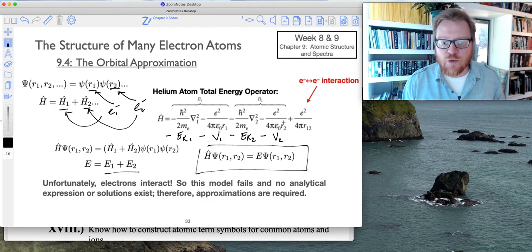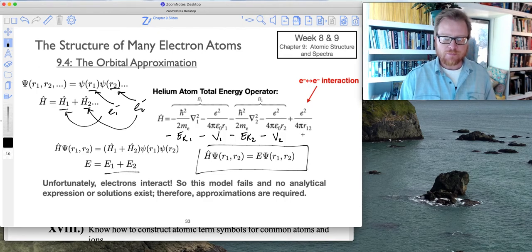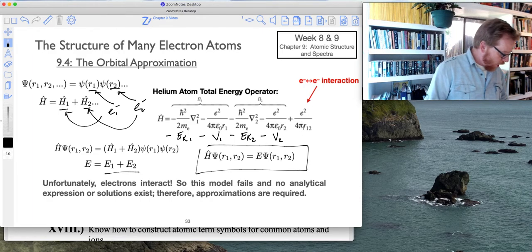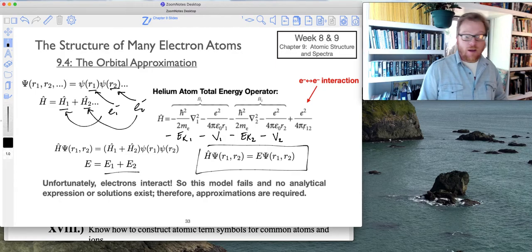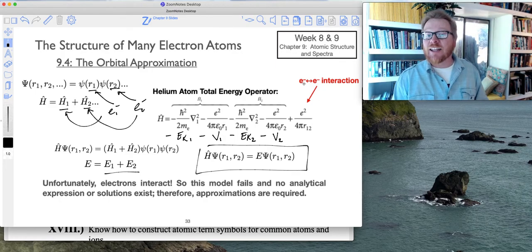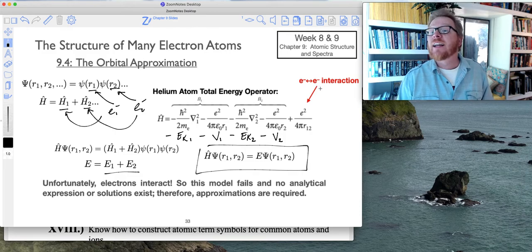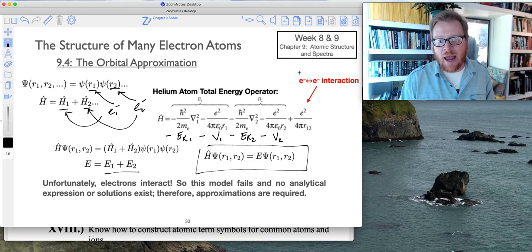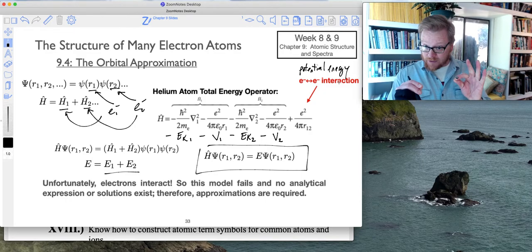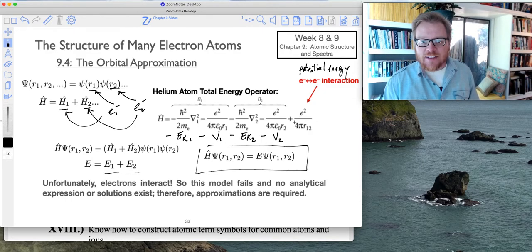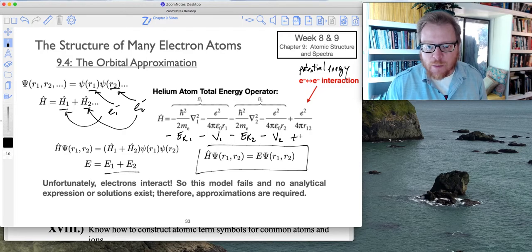Well, as it turns out, if we compare this term to our Coulomb's law, e squared over 4 pi R12, this describes the electron-electron interaction. And so that's described as a potential energy. So there's potential energy between the 2 electrons. And you also notice that it has an opposite sign. So I'm going to say plus V12.